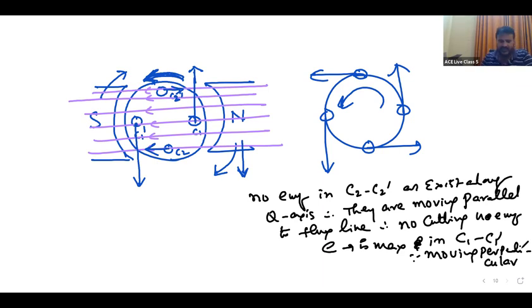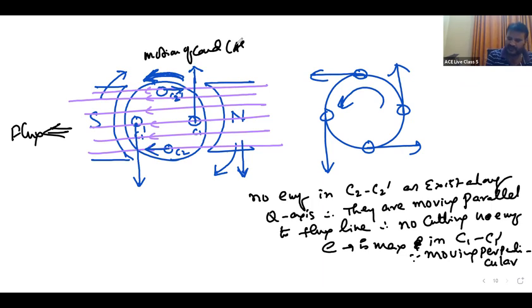Now find the direction of the induced EMF. We know the flux direction. This is the flux direction. Motion of the conductor is assumed. It is not moving, assume. This is the motion of the conductor, assumed in the counterclockwise direction, not moving actually.